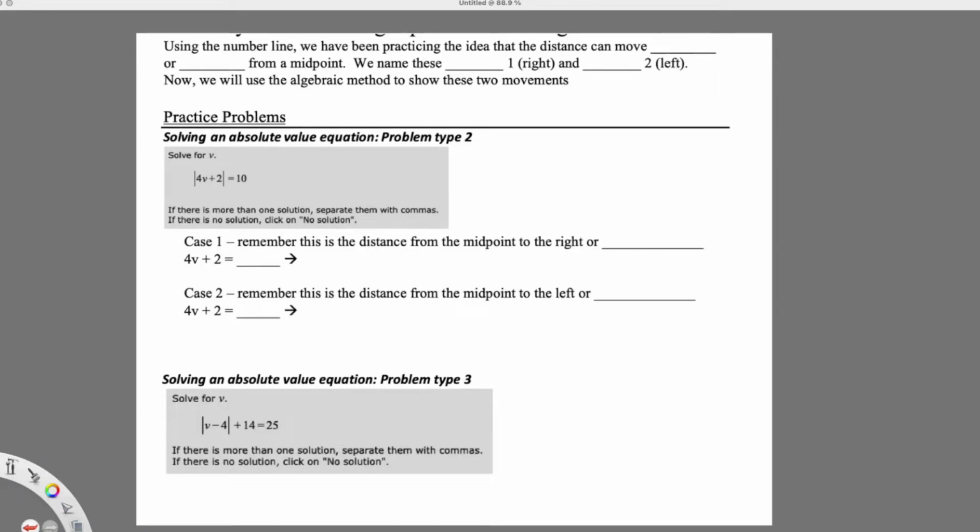Alrighty, so in this video we're continuing to talk about absolute value. The last video was an introduction to absolute value. If you haven't watched that or done those assignments, go back and watch that one just so you understand the basic idea here. We're going to review it just a little bit here anyway.